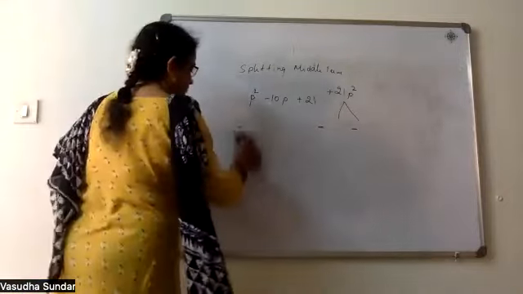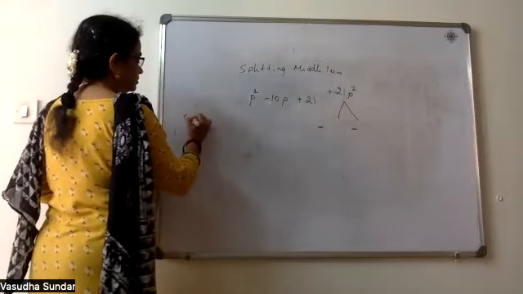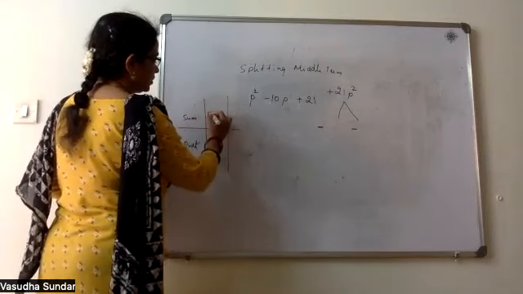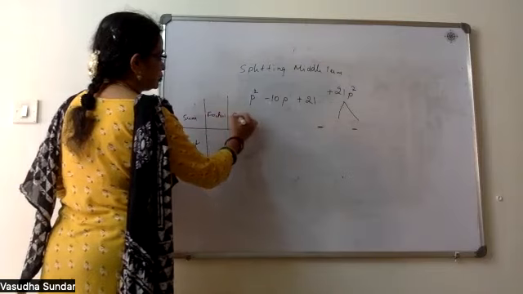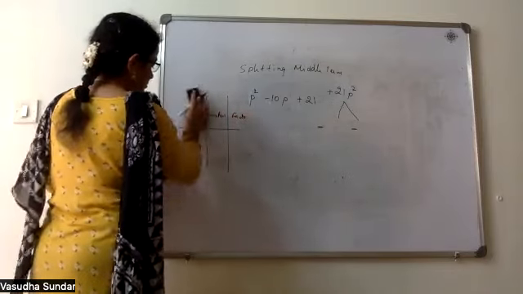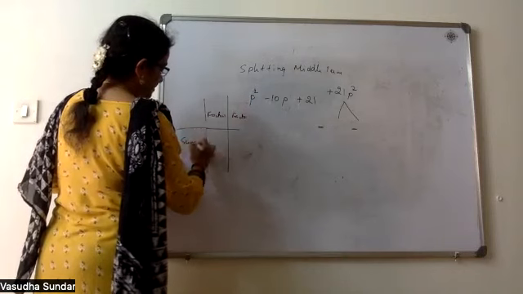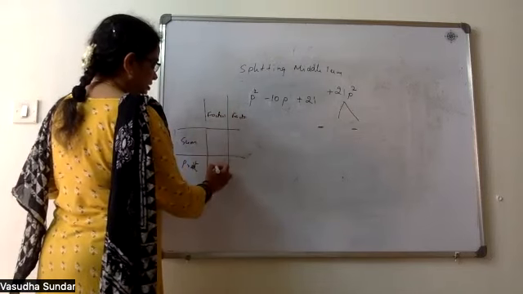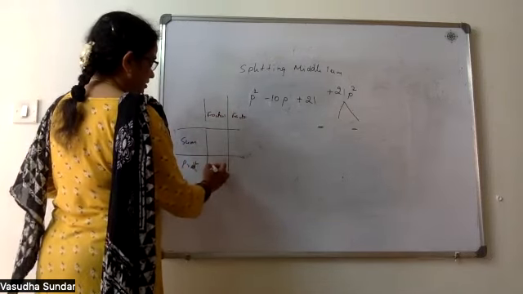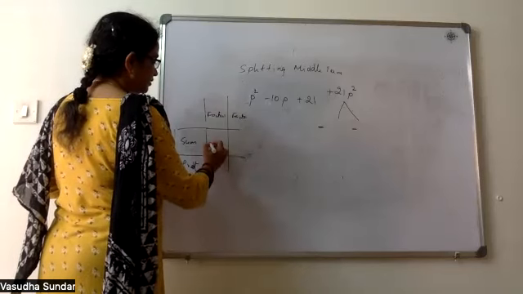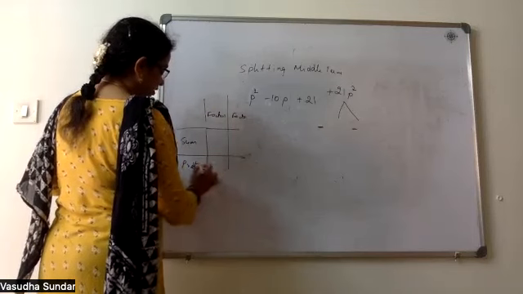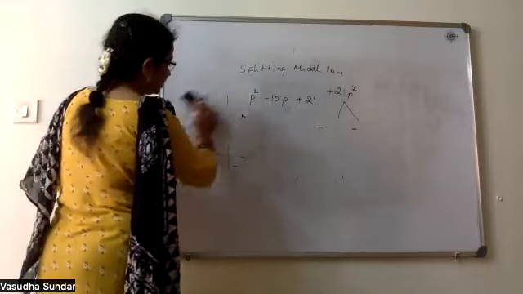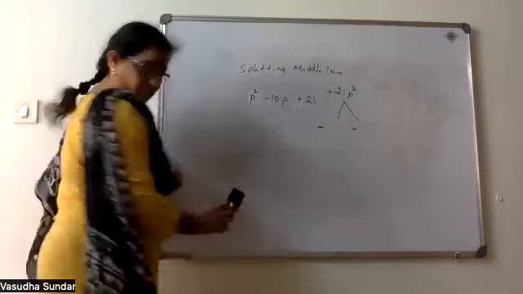Make a table like this: sum, product, factor 1, factor 2. This table will be useful to you. When the product is plus, the sum should be... both factors have the same sign. Okay, I'll make the table and send it to you.